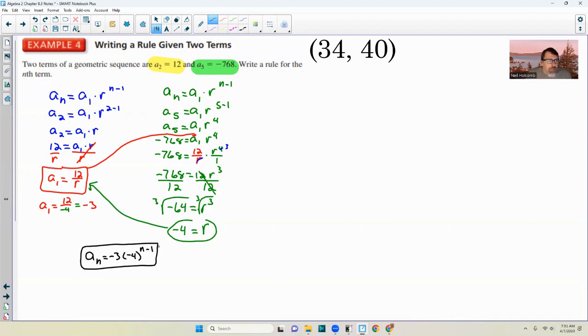And that's a little tricky. What did we do? Let's recap. Write the general formula, substituting in our a sub 2 and our a sub 5, solving the first one for a sub 1, plugging that into the second function for a sub 1 to get it into terms of r, solve for r, and substitute r back into the a sub 1 formula, and boom, we have the first term, r, and our rule. Now you should be able to do problem numbers 34 and 40 in the exercises.